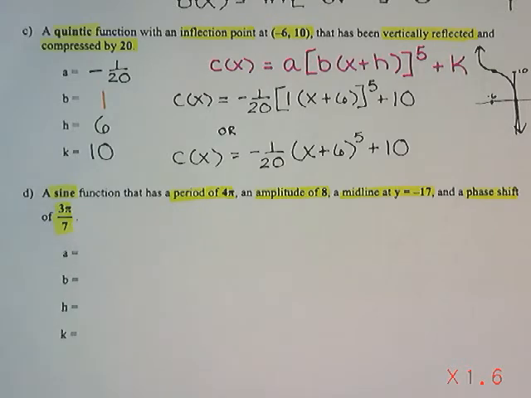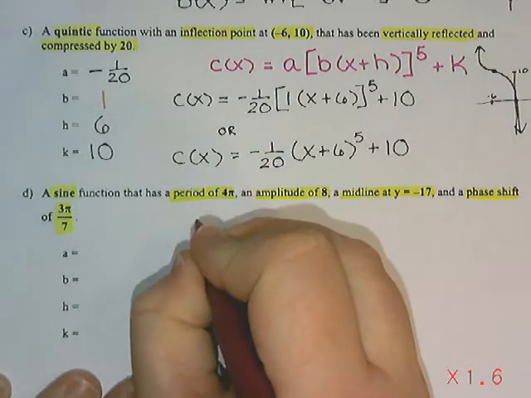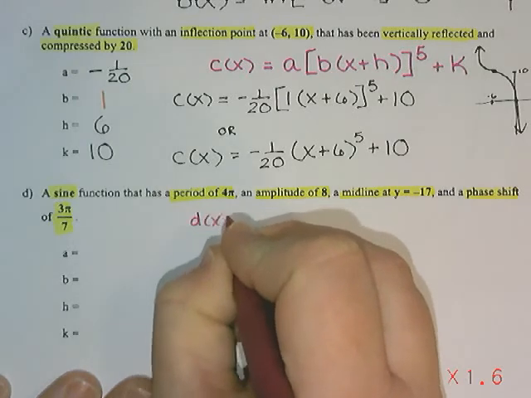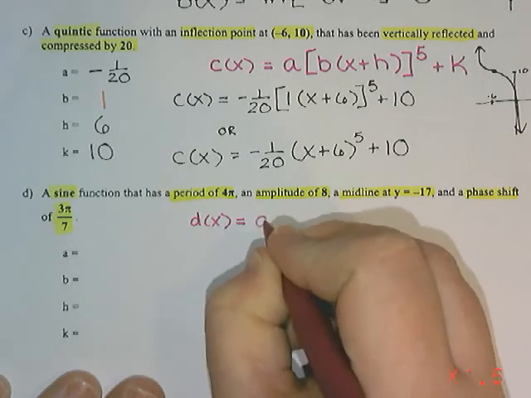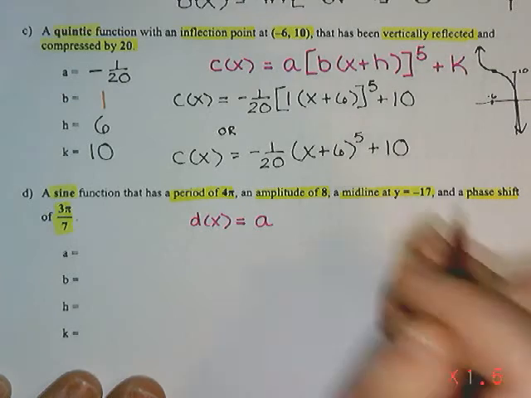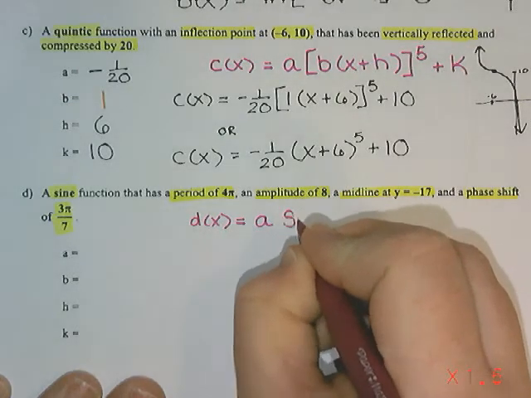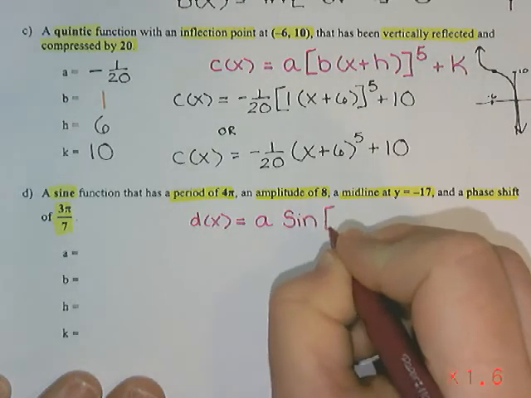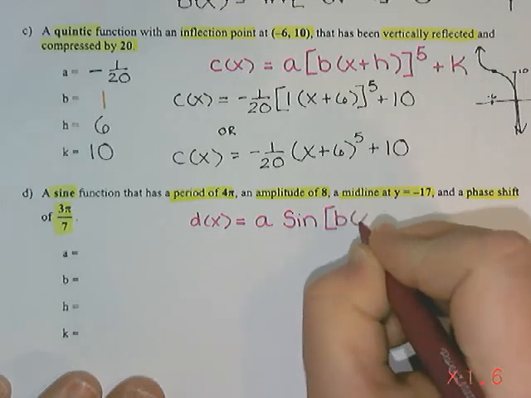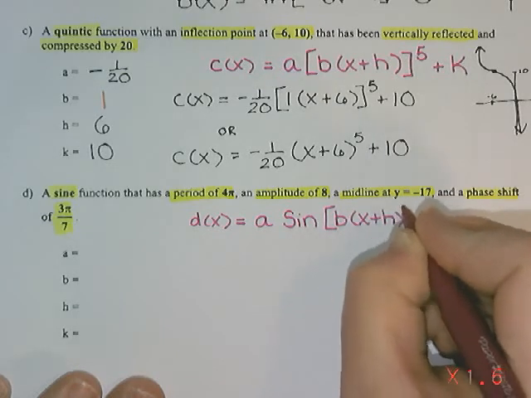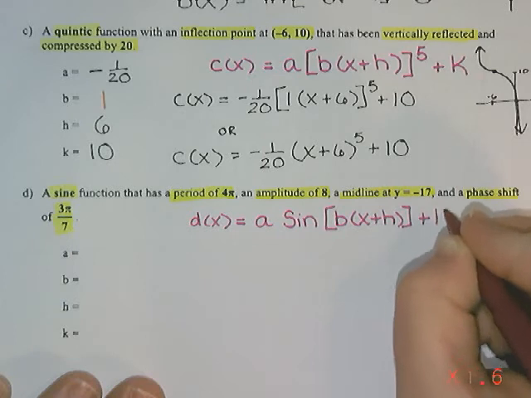Okay, so my basic equation would be d of x equals a times, and this time the function is sine, so sine, and then the argument is going to be b times x plus h, and then plus k.